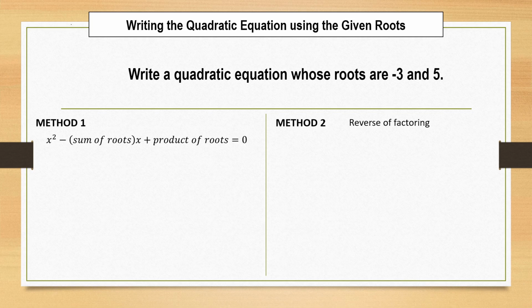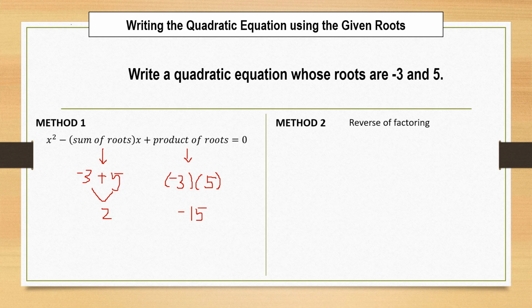Let's have another example. Write a quadratic equation whose roots are negative 3 and 5. For method 1, we have x squared minus sum of roots x plus product of roots is equal to 0. So for the sum of the roots, we have negative 3 plus 5. And that is equal to positive 2. For the product of the roots, we have negative 3 times 5 is equal to negative 15.